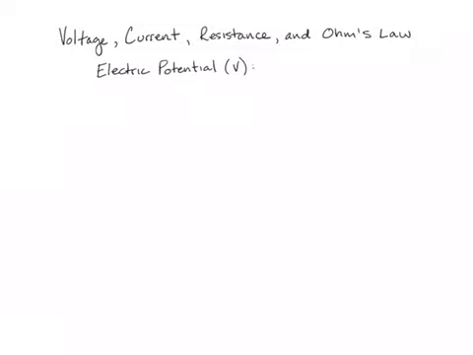Last unit we talked about the term electric potential. We used the symbol V for electric potential. And electric potential is the electric potential energy of a charge divided by its charge, and that's measured in volts.